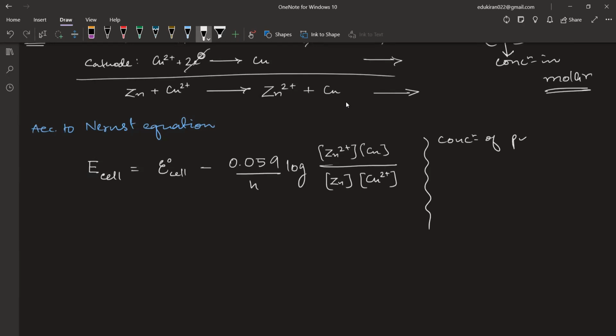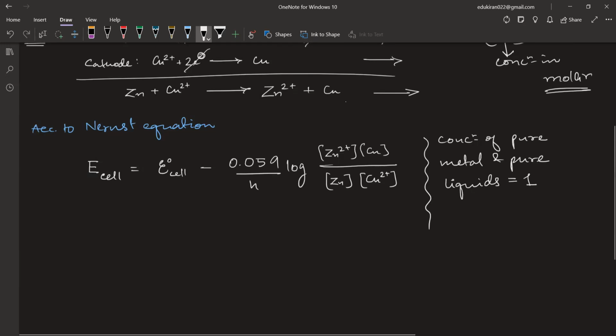Concentration of pure metal and pure liquids is equal to 1. कुछ याद आ रहा है? This is something that we have done in our 11th standard also. Yes or no? Please tell me.